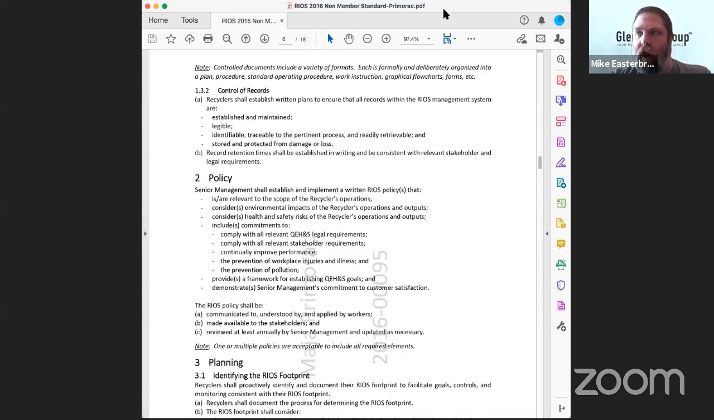I think there's also a good point in the note below. It says control documents include a variety of formats. Each is formally and deliberately organized into a plan, procedure, standard operating procedure, work instruction, graphical flow chart, forms, etc. So depending on what is necessary for that particular process, it might be, like you said, a graphical flow chart of all the different types of metal.